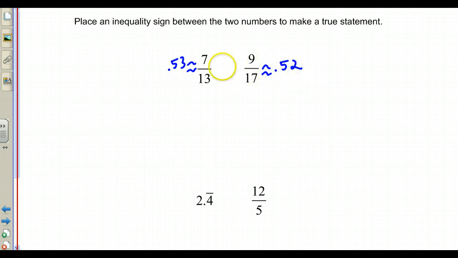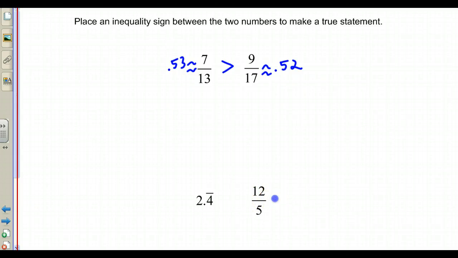And so you can see which one is bigger, and if you remember from a long time ago when you first learned inequalities, the alligator opens up to be at the alligator's mouth right there. It opens to the bigger number, it points at the smaller number, and 0.52 is definitely smaller than 0.53. So we're saying 7/13 is greater than 9/17. And so that would be the method that you use to do this.